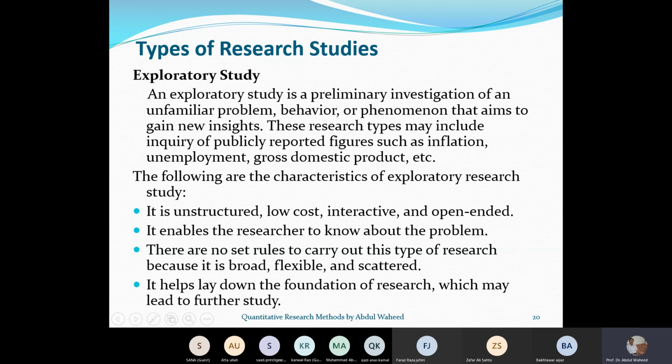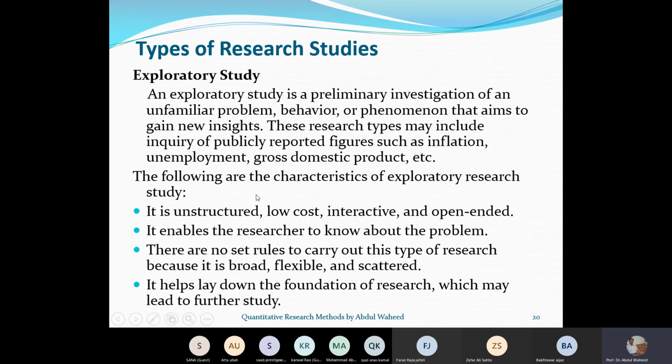Same research could be done for unemployment. Okay, we see that there is a reporting of unemployment figures, but we don't trust the unemployment figures reported by the government. So again, there could be some exploratory study to explore why the official unemployment figures are low and actually the unemployment seems to be very high. So we can explore this issue.